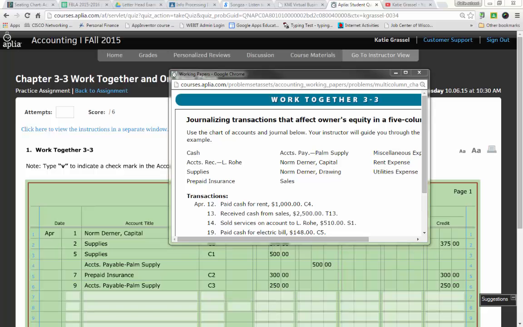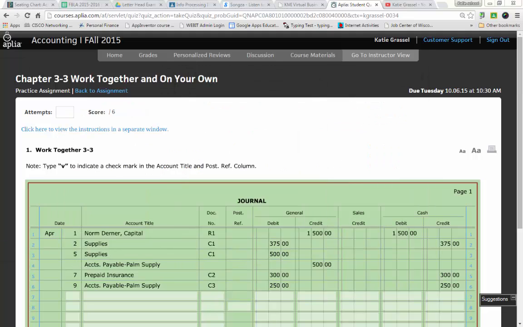In Chapter 3, we're working with the journal. And when we look at this journal, we have 3 special columns and we have 2 general columns. And the general columns truly mean that any account can be put in there. So Alex, can you give me a special account, a special column?